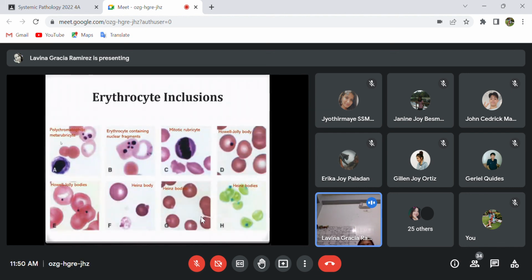So polychromatophilic metarubricytes, as part of the basophilic stippling. Erythrocyte containing nuclear fragments, mitotic rubricytes, ito yung mitotic fragments or actively developing or dividing cells. The Howell-Jolly body is non-pathogenic too. The Heinz body, yan. So, just be familiarized.